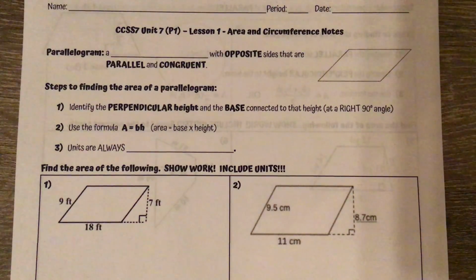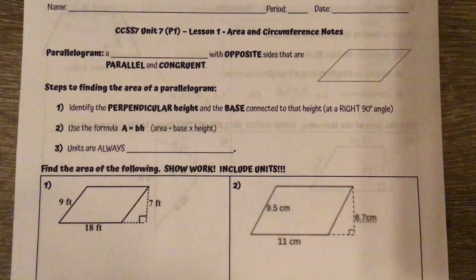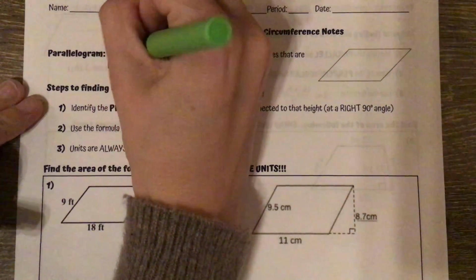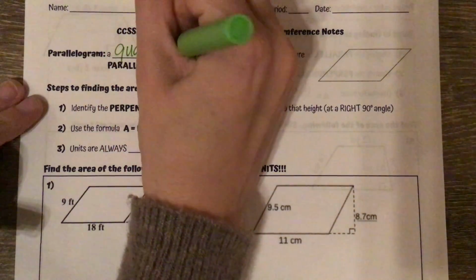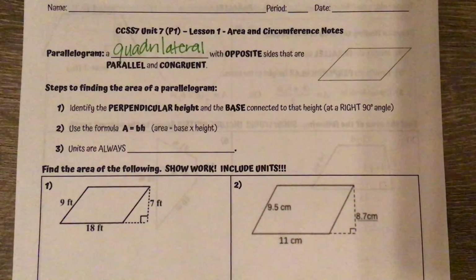for Unit 7. We're getting into geometry. The first part of Unit 7, we're just going to be looking at area and circumference of just kind of basic shapes. So let's look at parallelograms first. A parallelogram is a quadrilateral with opposite sides that are parallel and congruent.